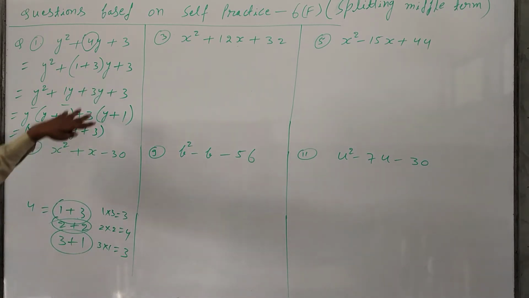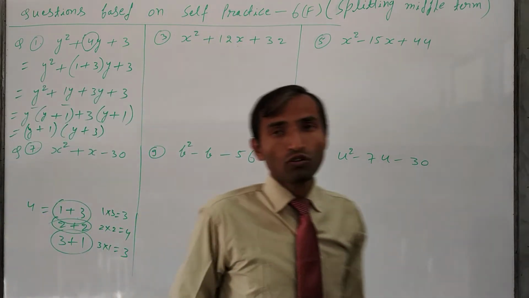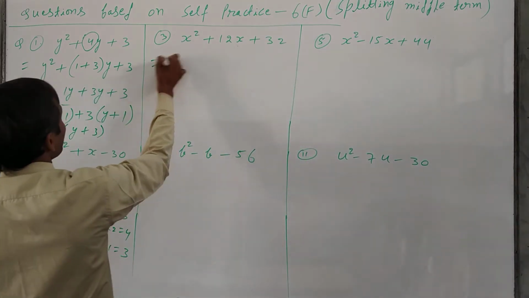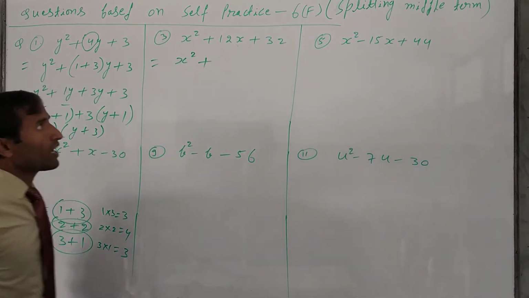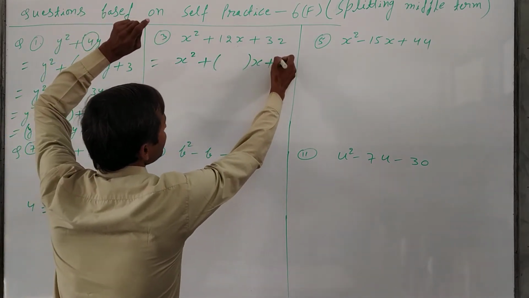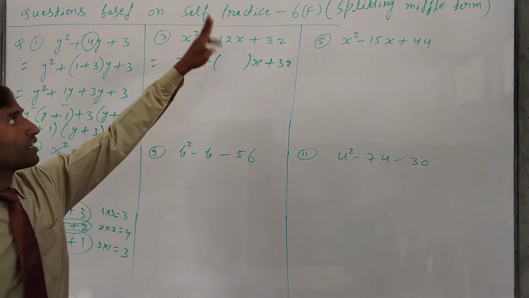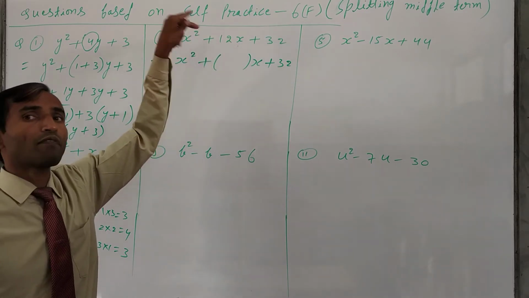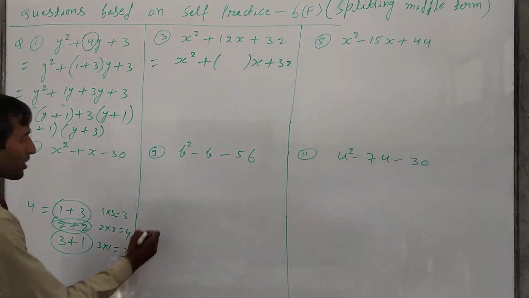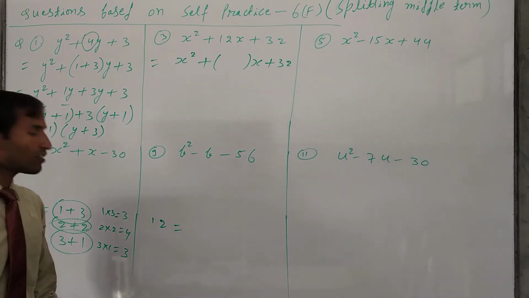Like this we have to do the next question also. Here the question given is x square plus 12x plus 32. So how do we do it? Here we have x square plus 12x. What should we write in place of 12? Multiplication should be 32 and addition should be 12. After adding it should always come 12 only, and after multiplication it will come equal to the last term, 32.